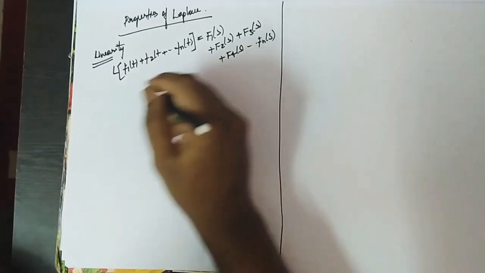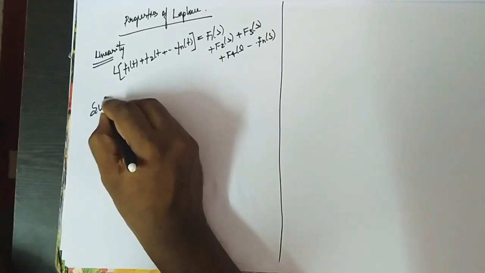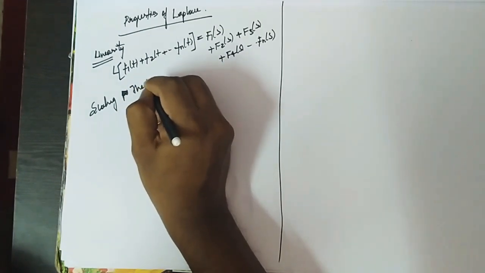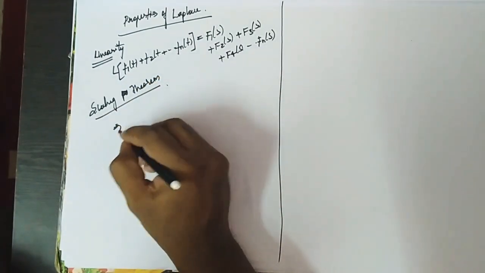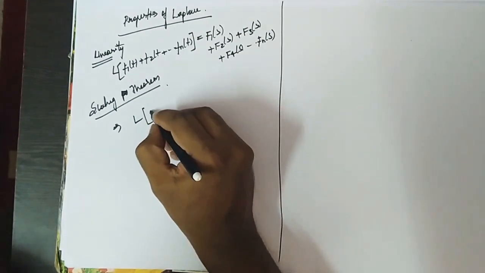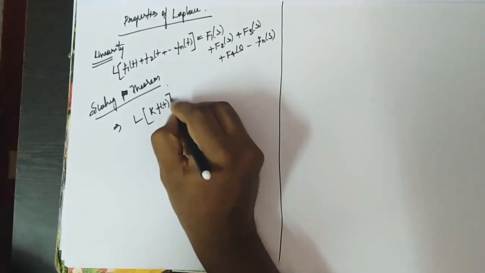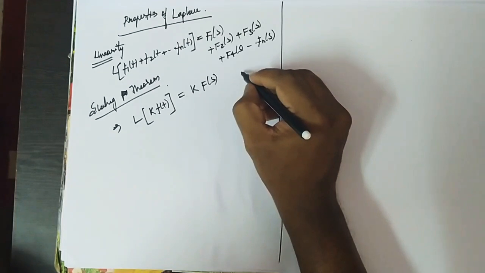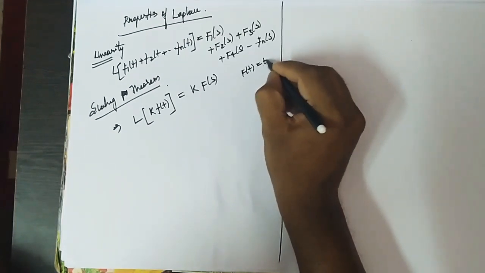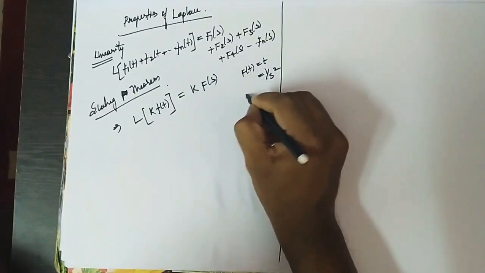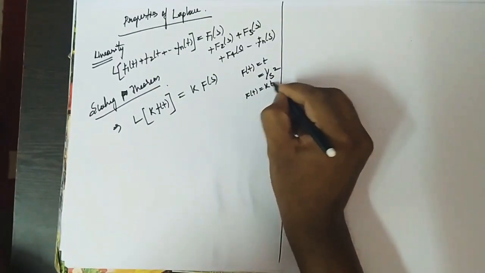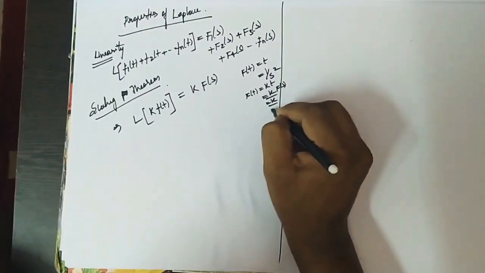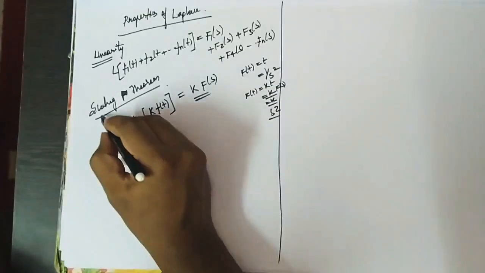This is the linearity property, you already know, and the scaling property. Scaling theorem you will call generally. So the scaling theorem deals with Laplace transform of a function having a constant k times f of t, then you will have k times F of s. So now, just Laplace transform of f of t equal to 1 by s square, then f of t into kt equal to k into F of s, so k by s square. That's it, the scaling theorem states.